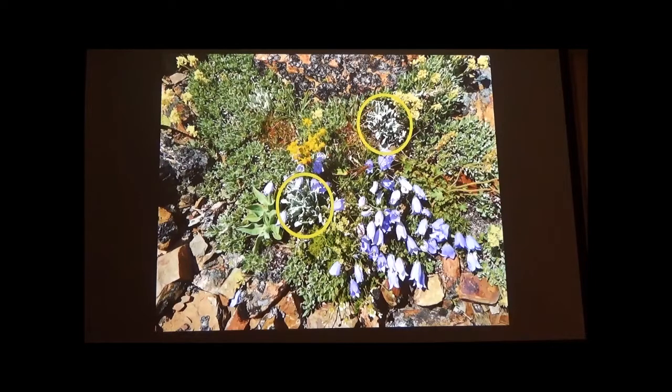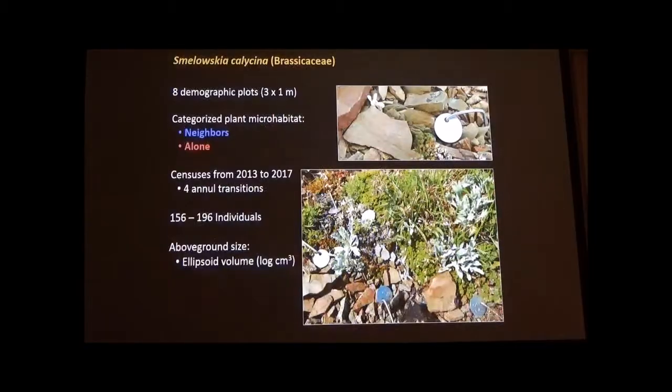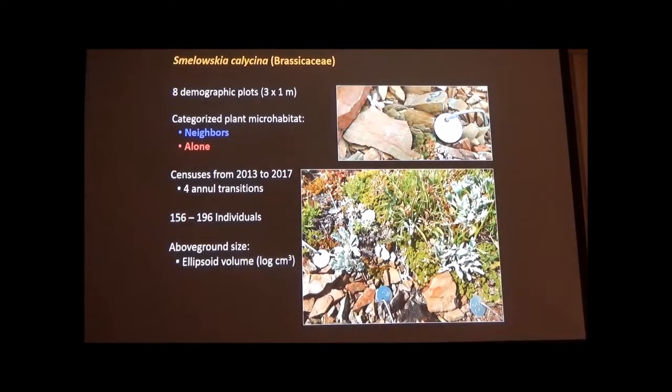But we are focusing on this plant, Smelowskia calycina, which is a little mustard. And we sort of largely chose it because it's widely distributed up there, and it's also sort of amenable to demographic sampling. It's not necessarily a species that we were interested in because of anything in particular. We just wanted to really look at a population growing up there that we could sample. So we have 8 demographic plots up on this mountain, and we categorize plants based on microhabitat. So we're not doing any manipulations there, at least not yet.